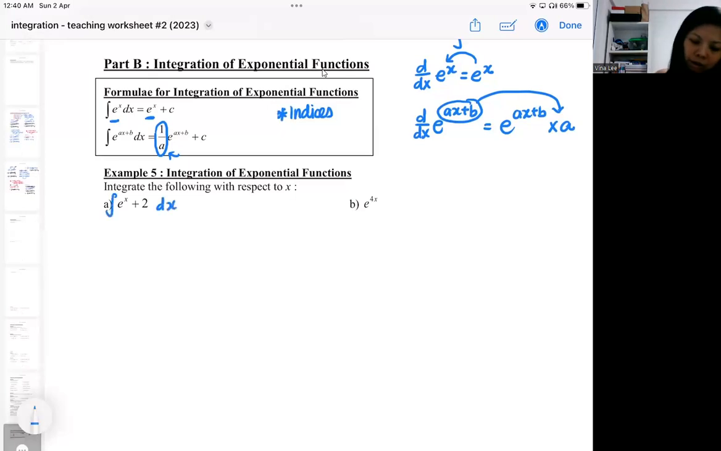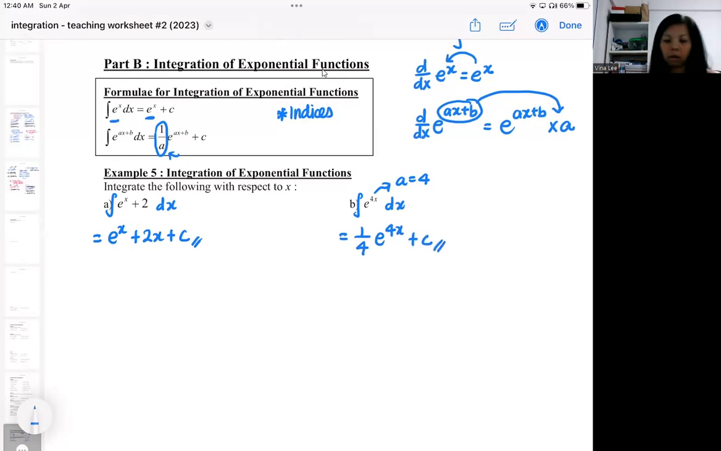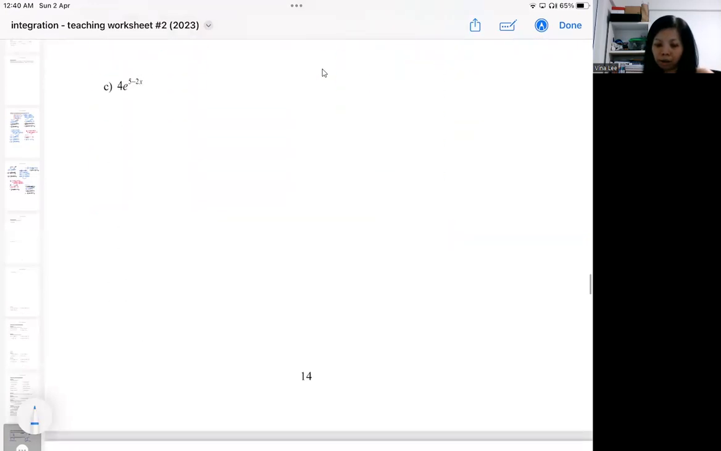So for example, like this, integrating e^x is just e^x, and you continue with your basic integration of a number. And then here, if you want to integrate this, you notice that a is equal to 4. So you do a 1 over a, which is 1 over 4. And that's it. That will be your integration of exponential function. It's very easy, but it's the amount of indices involved that makes some questions difficult, which you might encounter during the practice.